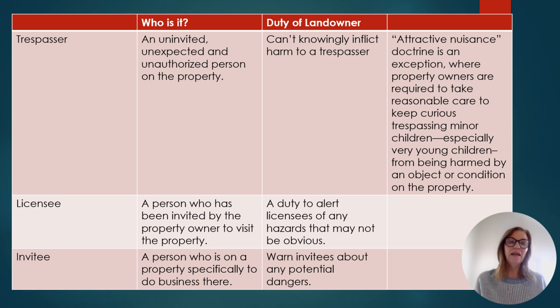Okay. An invitee is the highest level, and that's someone who is there for business purposes, and you have to warn them of any potential dangers. That's why you're going to see signs that say there's a wet floor when you go to stores, because they have to warn you about any potential risks. Okay, so remember, landowners have specific duties classified based on what type of person is on your land. And that is pretty much what duty is in a nutshell.